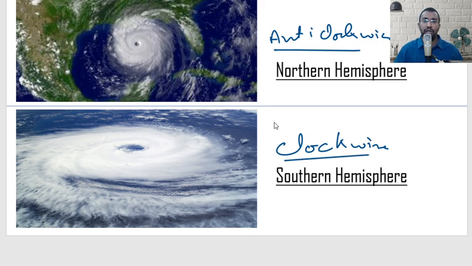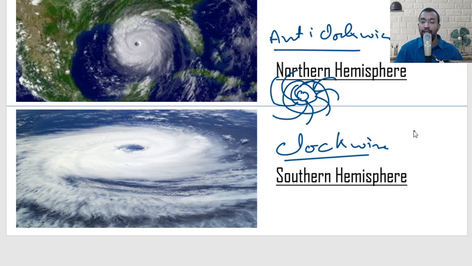It's all because of your Coriolis force. In your northern hemisphere, let's say now this is your eye, and these are your isobars, because of your Coriolis force the winds deflect towards the right. So deflected towards the right and then entering into the low pressure system, and this is an anti-clockwise manner.